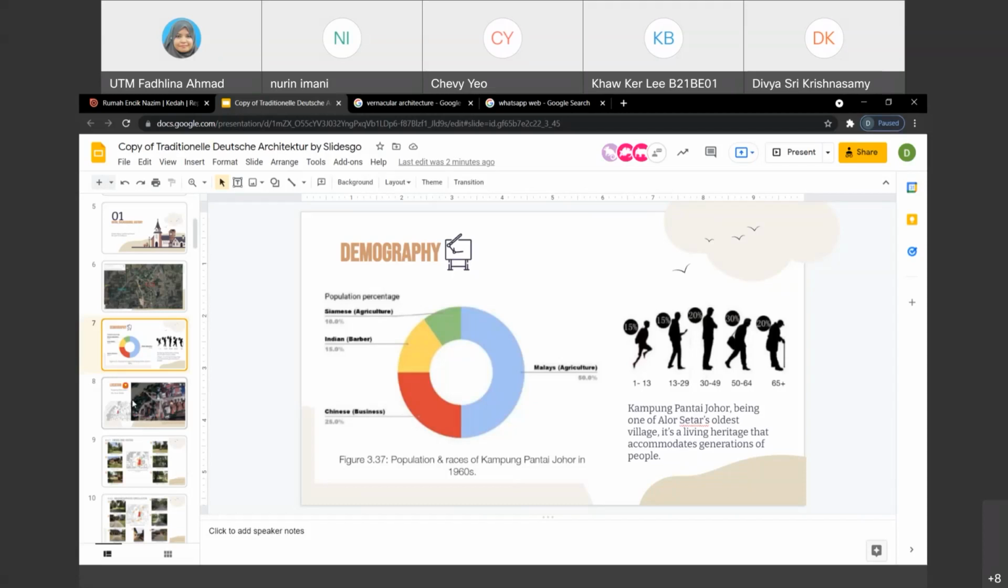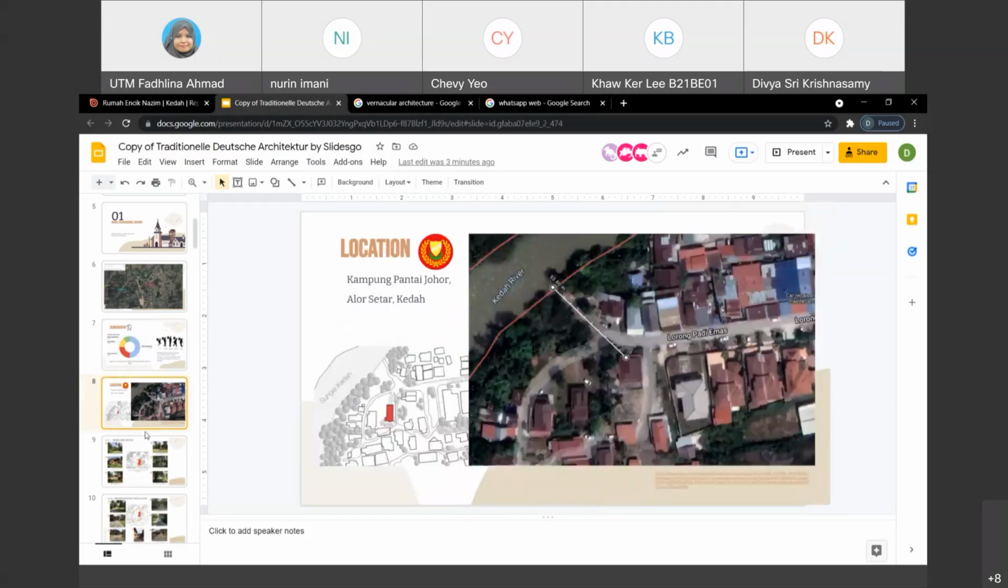Besides that, the earliest residents are a large percentage, and most of the youngsters have already moved to the city for a living. This can be shown in the architecture style of their buildings. Most of their buildings are old and in traditional style. Okay, Divya, please.